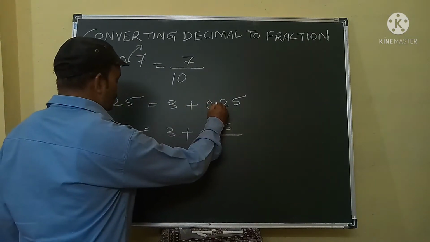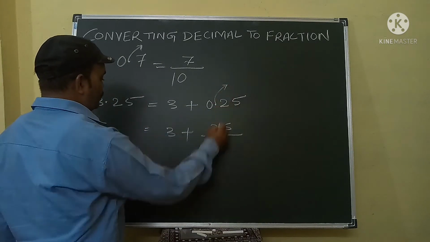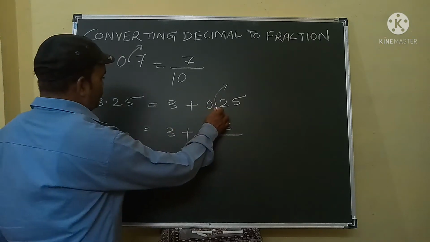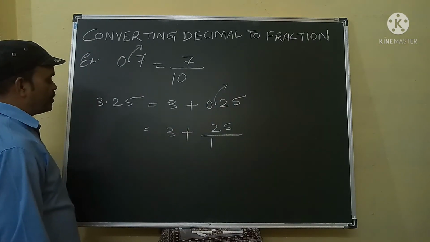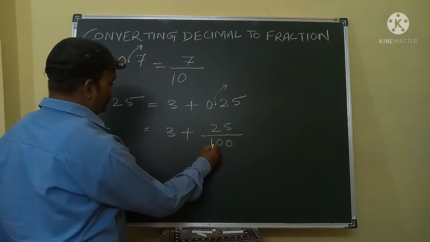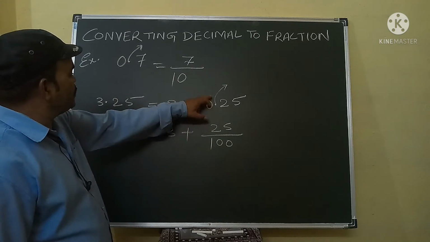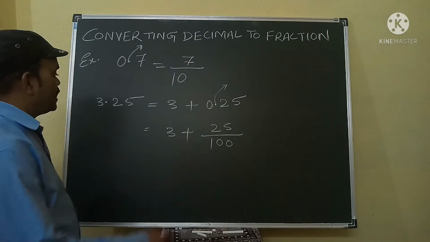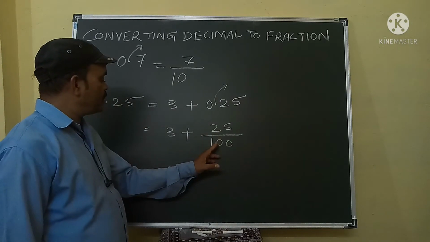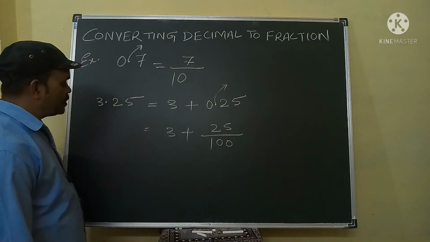Now look here, 0.25. We will remove the decimal point, and after the decimal point there are 2 digits. So after 1 we will put 2 0. The decimal point is removed by 1, and after the decimal point there are 2 digits, so after 1 we put 2 0. Then this is 25 upon 100.